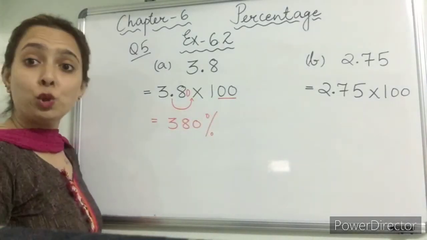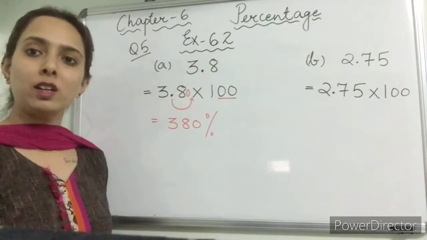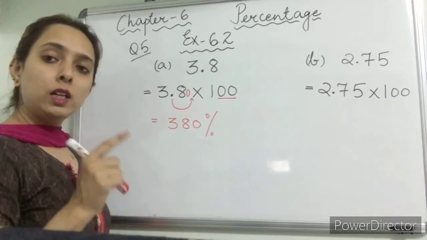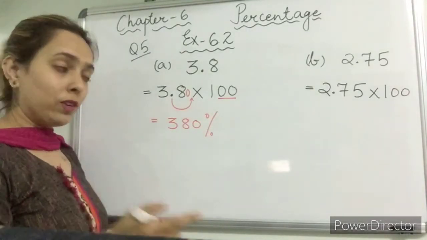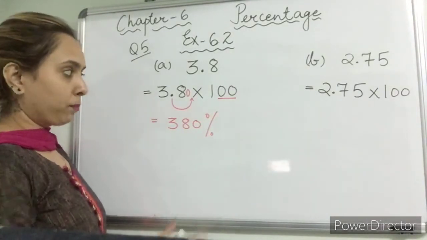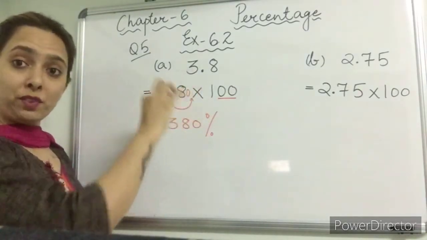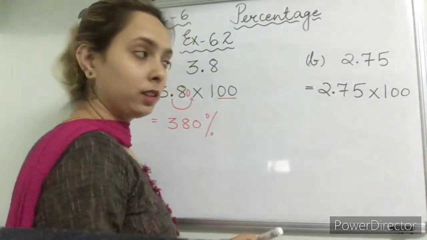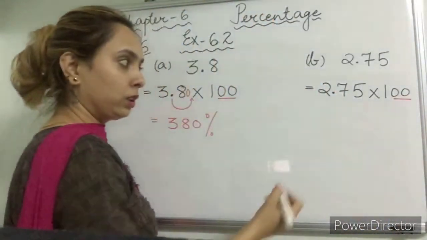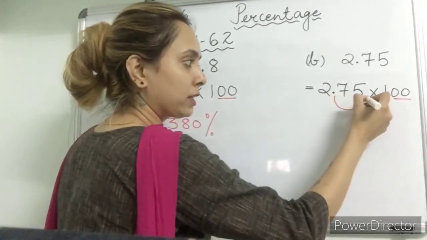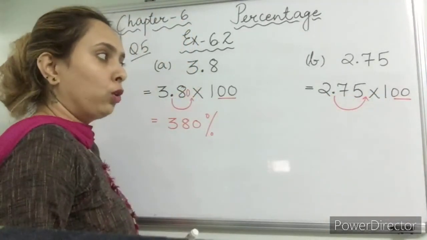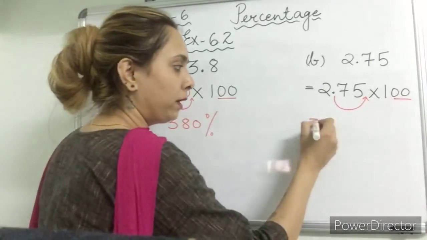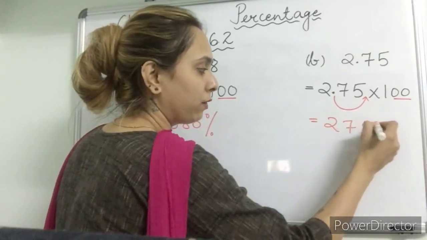380%. You need not put .00 because this is not a decimal number. This is the chapter of percentage. So we will not consider 380.00. We will simply write 380 because this decimal has shifted at the end. So here again we have 2 zeros. So this decimal point will be shifted after this 5. No extra zeros needed. So simply your answer will be 275%.